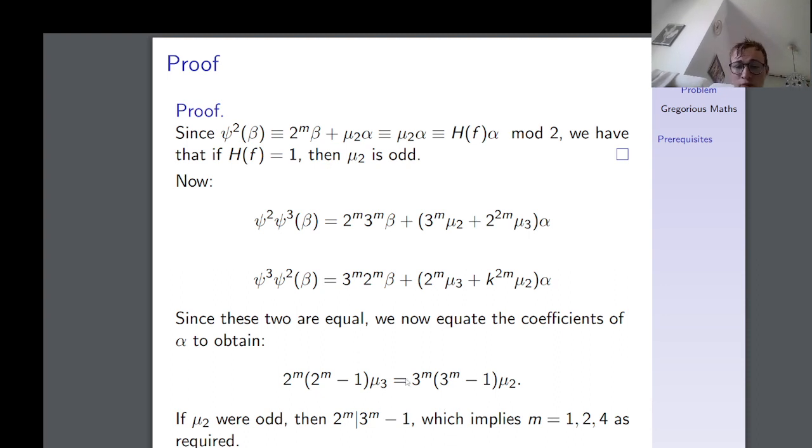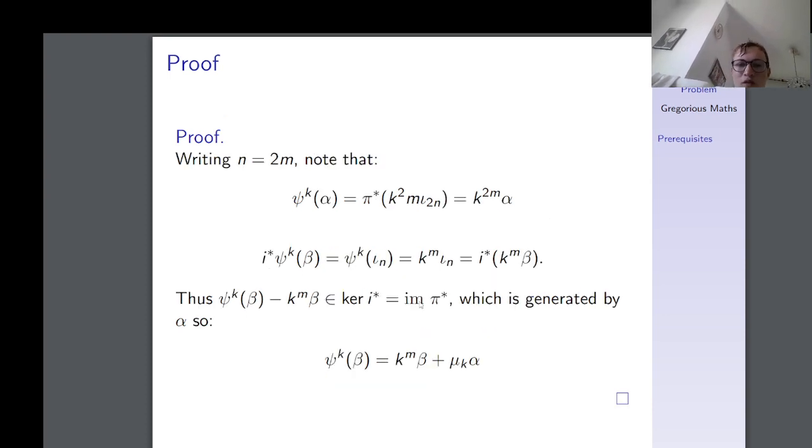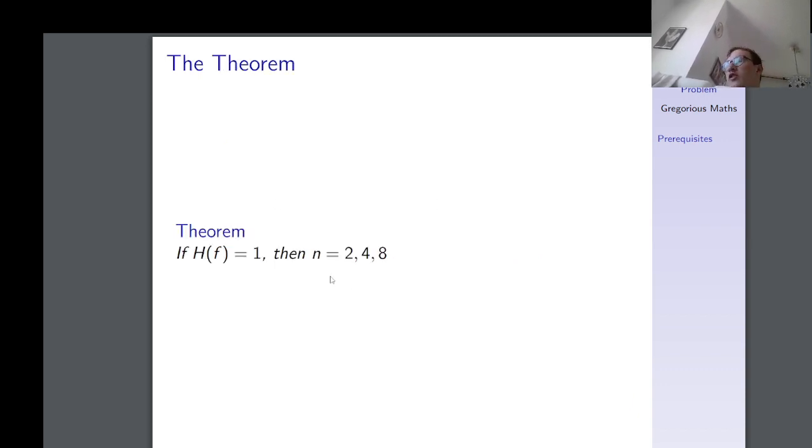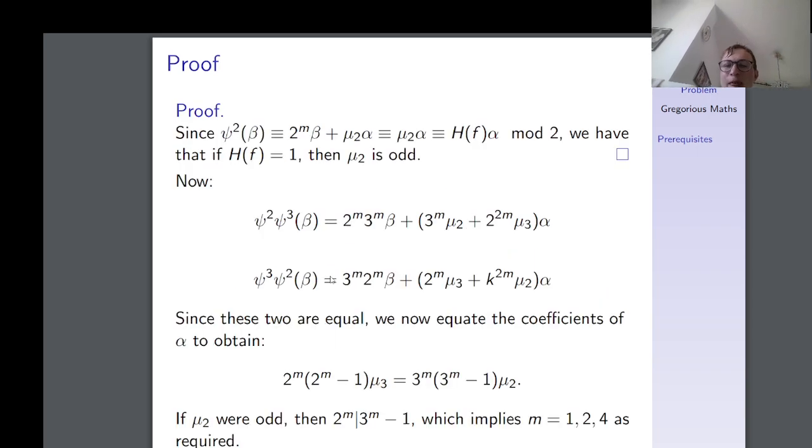If mu 2 is odd, then that implies that 2 to the m must divide 3 to the m minus 1. And I'll leave it as an exercise to you to do some number theory. But this implies that m is equal to 1, 2, or 4 as required. And so mu 2 is only odd when m is equal to 1, 2, or 4. When m is equal to 1, 2, or 4, n is equal to 2, 4, or 8. And so we have our result as required. And that is a proof of the Hopf invariant 1 theorem.